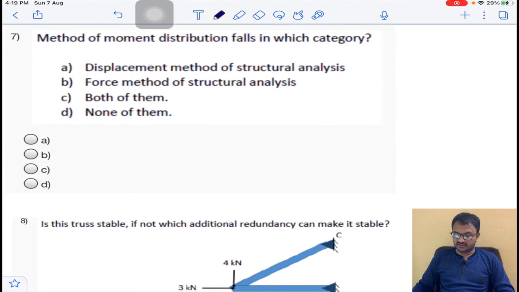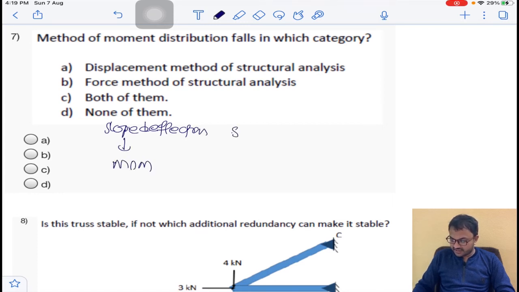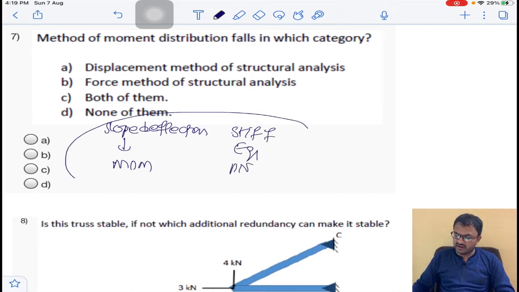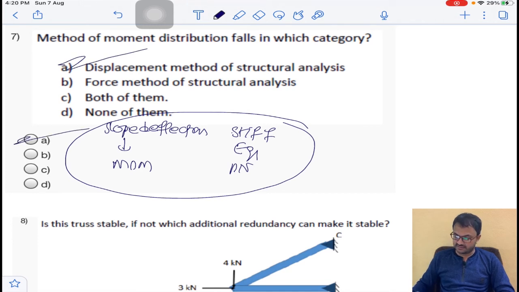And next question, method of moment distribution falls in which category? All these methods, generally the stiffness method is an extension of the slope deflection method. Okay, slope deflection method is an extension of the moment distribution method, and stiffness, equilibrium and displacement methods are all the same methods. So the moment distribution method will fall in the category of displacement method of structural analysis. Option A is the correct answer.